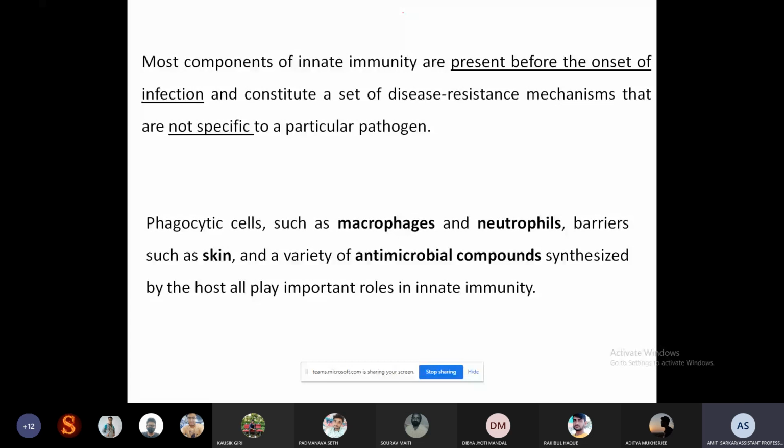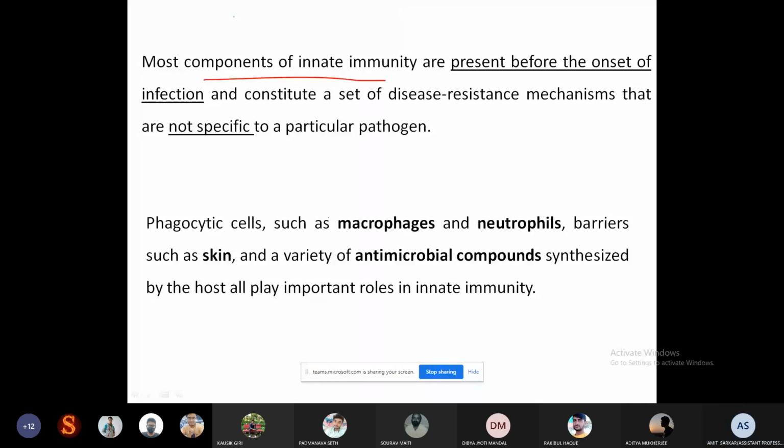So it's very specific. But in the case of innate immunity, it's not specific at all. It's just a generalized protection, not specific to any particular pathogen. And the first thing is that it is present before the onset of infection and not specific to any particular pathogen. Those are the two important characteristics of the components of innate immunity.